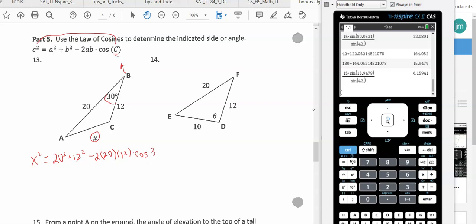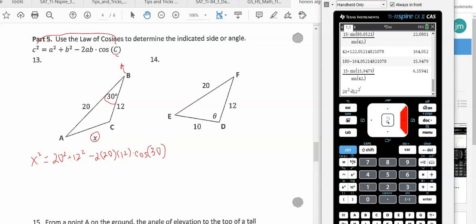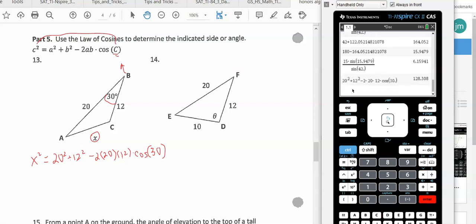Okay, so cosine of 30, which is the angle. We know the angle. This is pretty straightforward here, so you just type that in. So 20 squared plus 12 squared minus 2 times 20 times 12 times cosine of 30. Seems a little long for that last side.